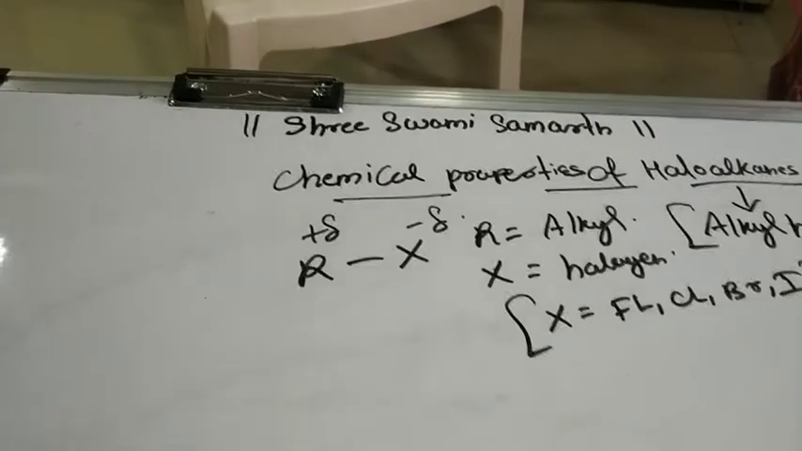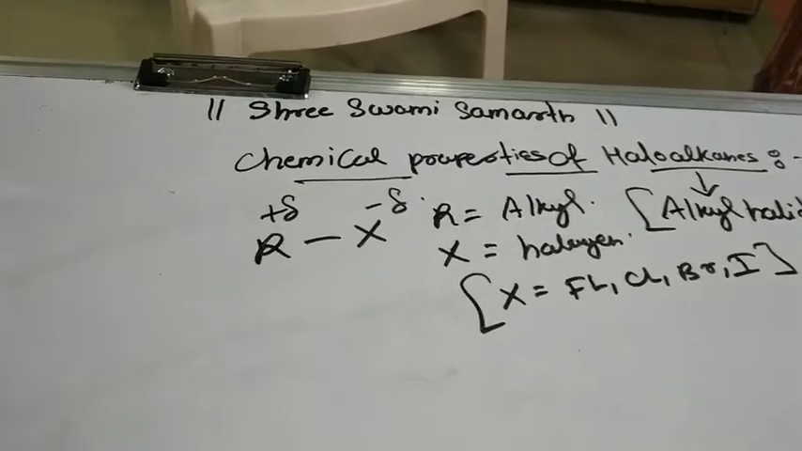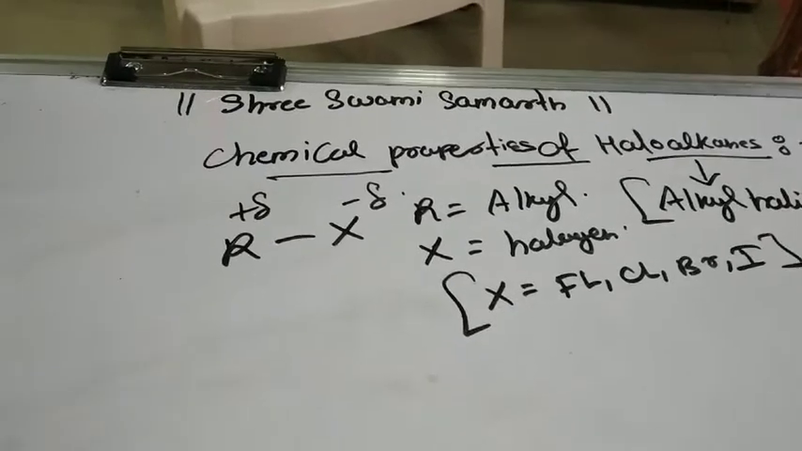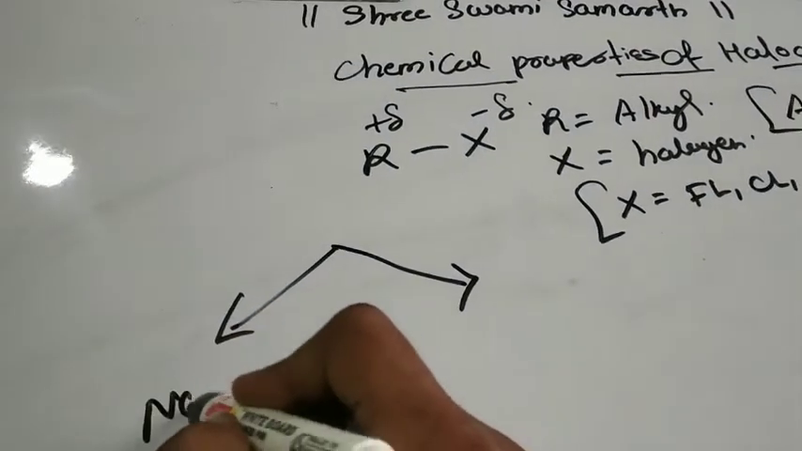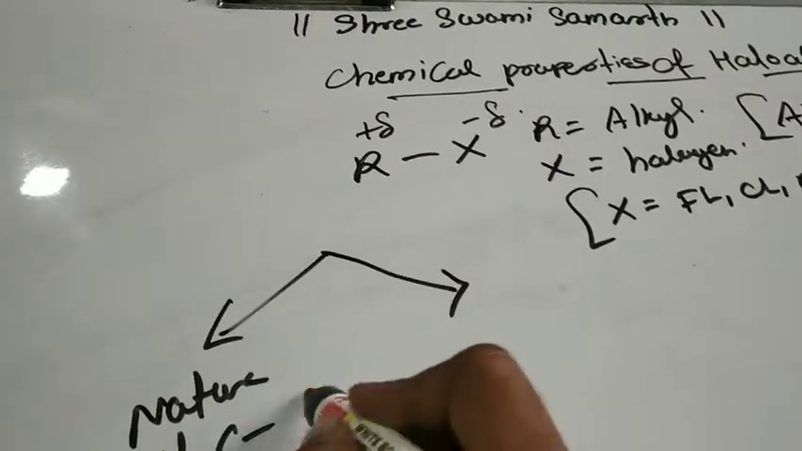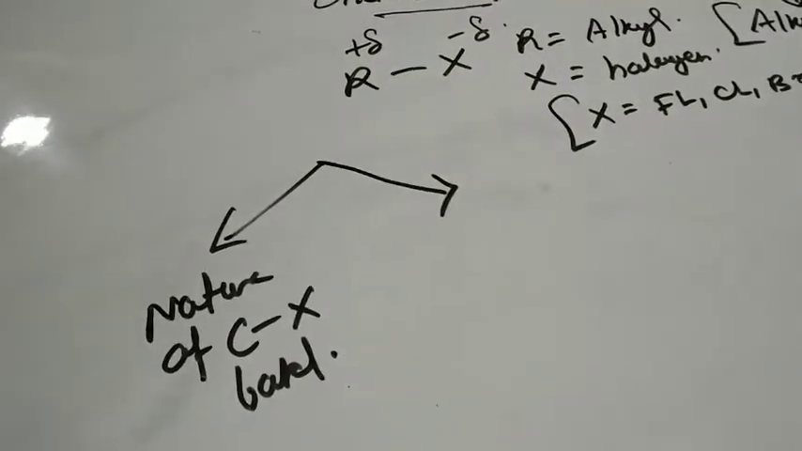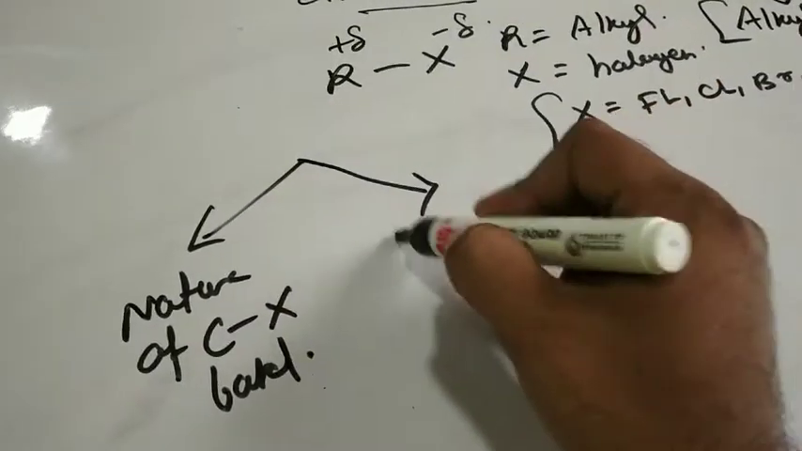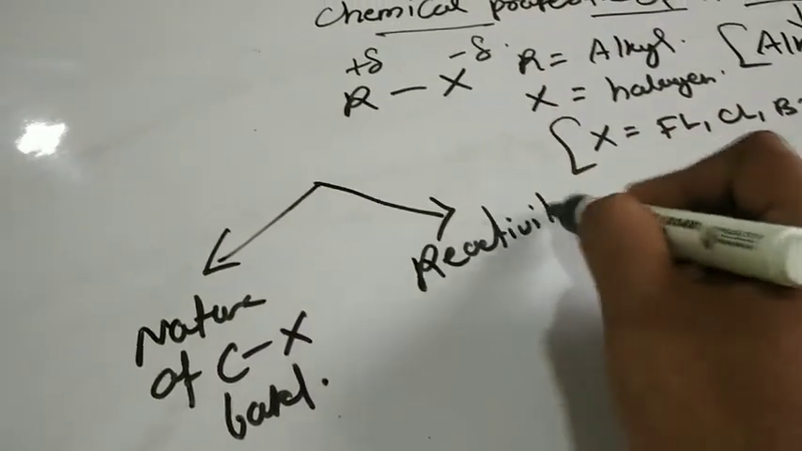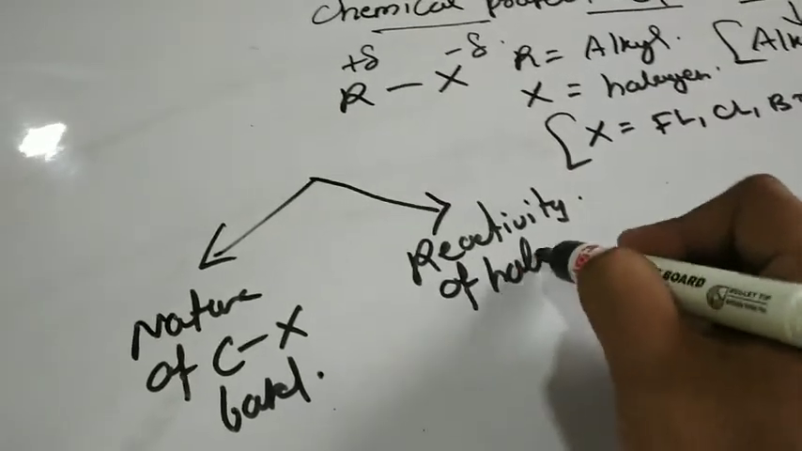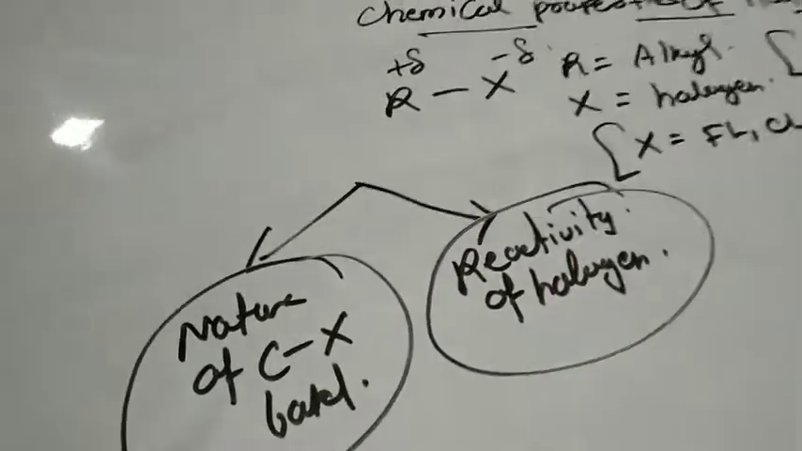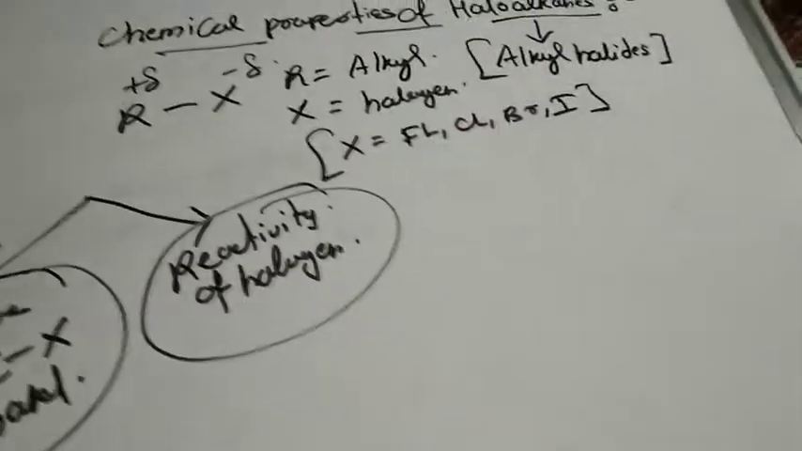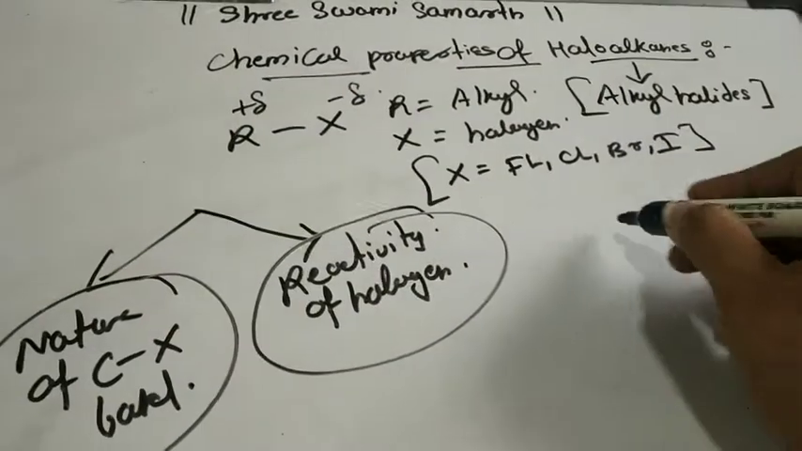Okay, now before going for the chemical properties, we have to see the two things, that how exactly these particular halogens are reacting. There are two ways by which we can say how they react. That is the nature of CX bond, and the second one is reactivity of halogens. Right? So their chemical properties are depending on the two factors, nature of CX bond and the reactivity of the halogen atoms. Now let's quickly look at the nature of CX bond.